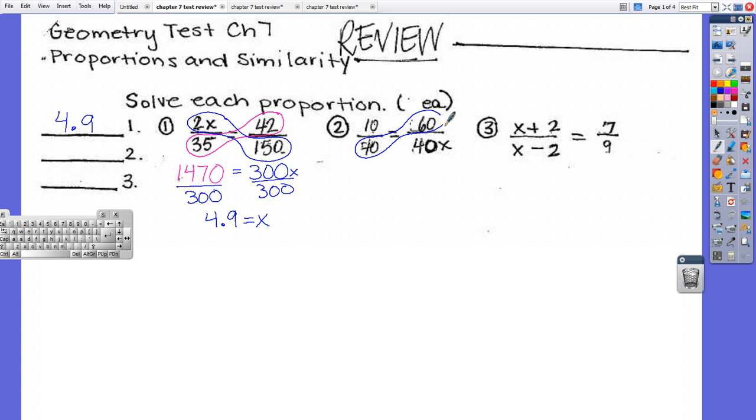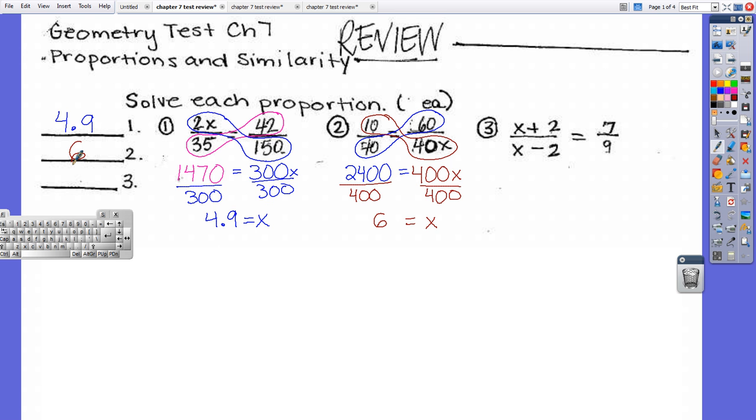Now the next problem, I'm going to do 60 times 40, and I'm going to write it below the 40. This is 2,400. That is going to equal, I'm going to change pen color here, 10 times 40x. 10 times 40 is 400, so I get 400x. If I divide by 400, I'll find out what 1x equals. Divide by 400, and I will get 6, so x equals 6.